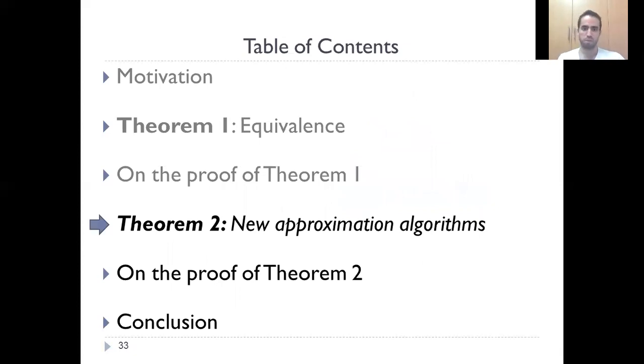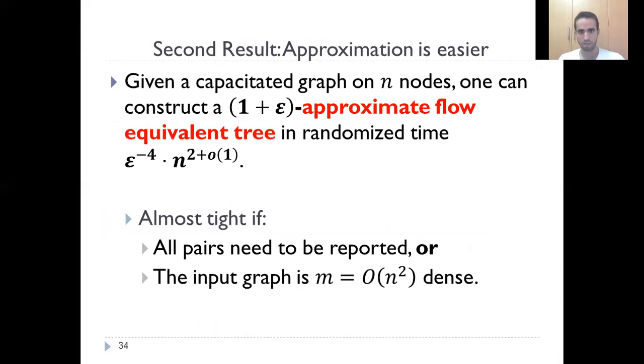Now let me tell you a little bit about the approximation algorithm. So our second result is as follows. Given a capacitated graph and n nodes, one can construct a 1 plus epsilon approximate flow equivalent tree in roughly n squared time. Now this is almost tight if the graph is dense, so n squared edges, and if all pairs need to be reported.